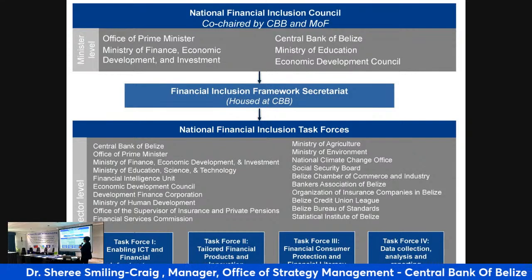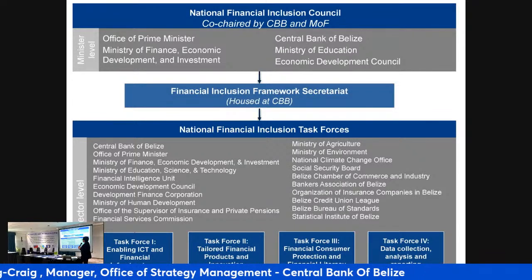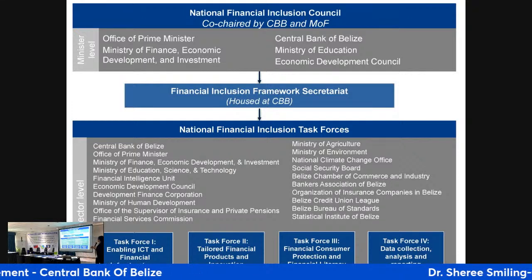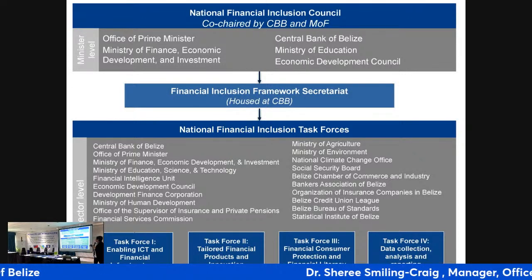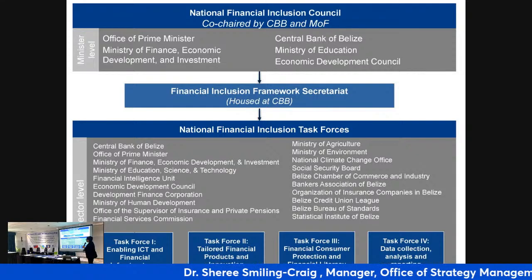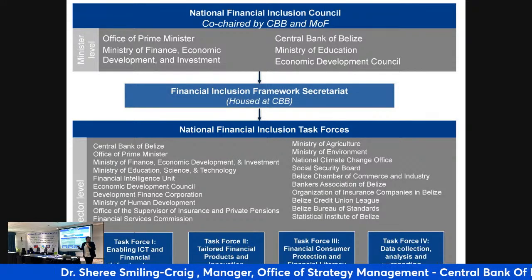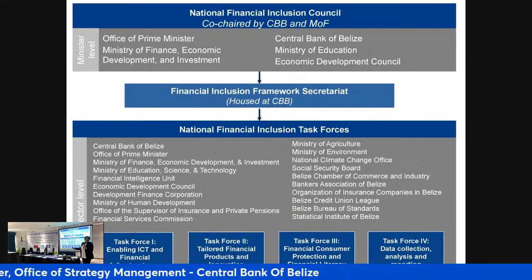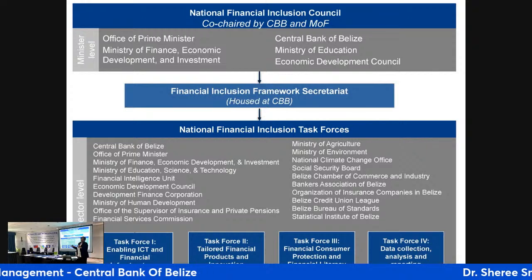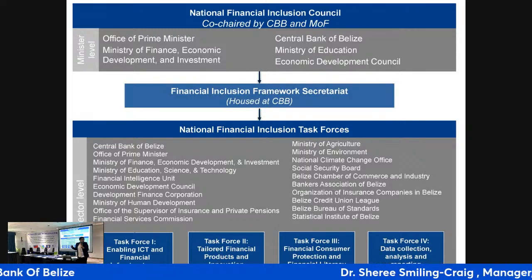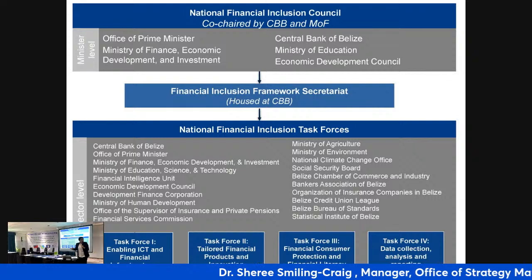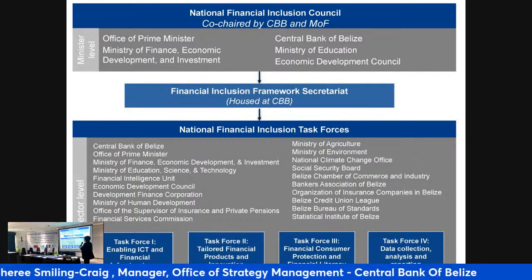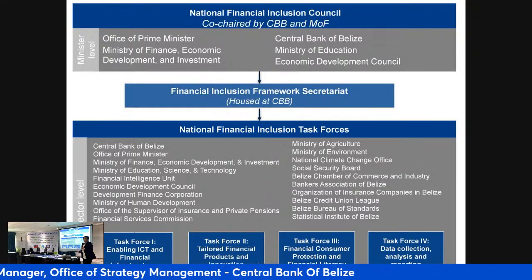Development and investment, education, science and technology, FIU, EDC, DFC, human development. And then from the private sector, we have the Bankers Association, the Credit Union League, the Belize Chamber of Commerce, so these are public and private sector entities. What we have done is divide ourselves into 4 task forces, basically along the lines of the enabling pillars, including the drivers and the enablers, so that we can achieve the initiatives that we set out to achieve.